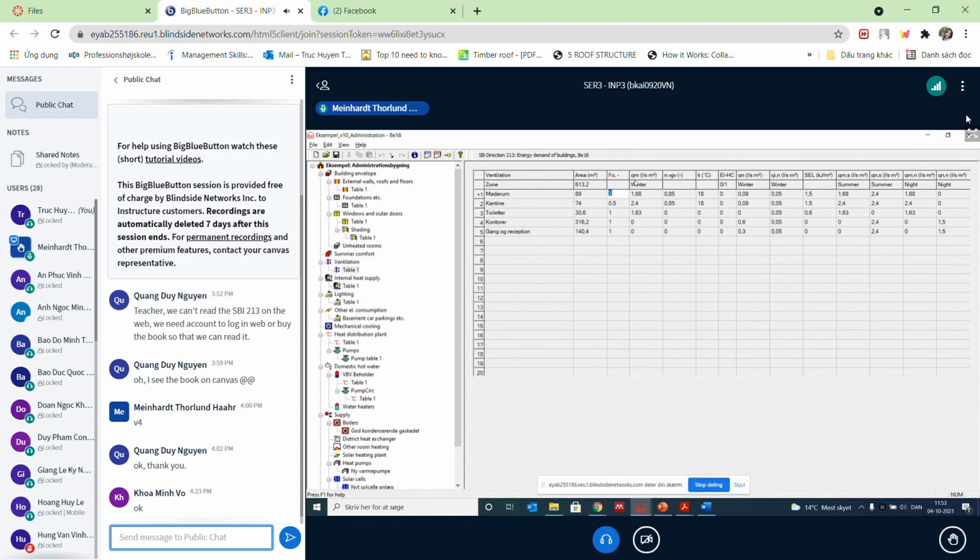Then we have the QM, which is the mechanical ventilation part. For the meeting rooms, you can see it's pretty high, 0.68, and the toilets are also 0.6. But if you look at the canteen, it's really high, because we have a high demand for the canteen, due to people eating, so it's a local canteen.